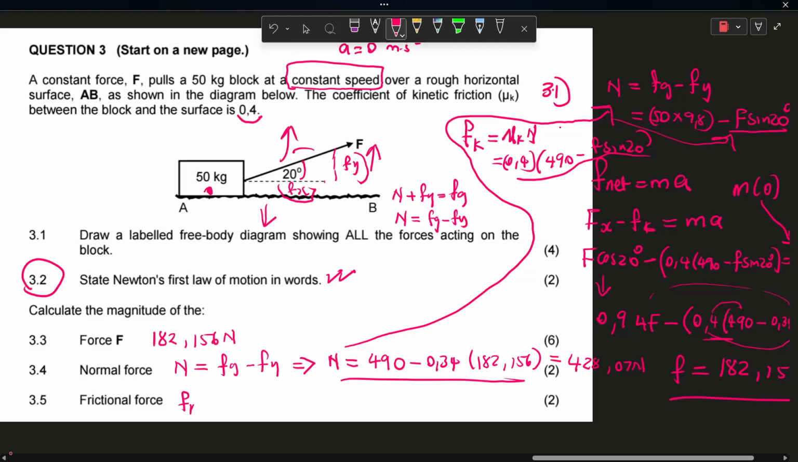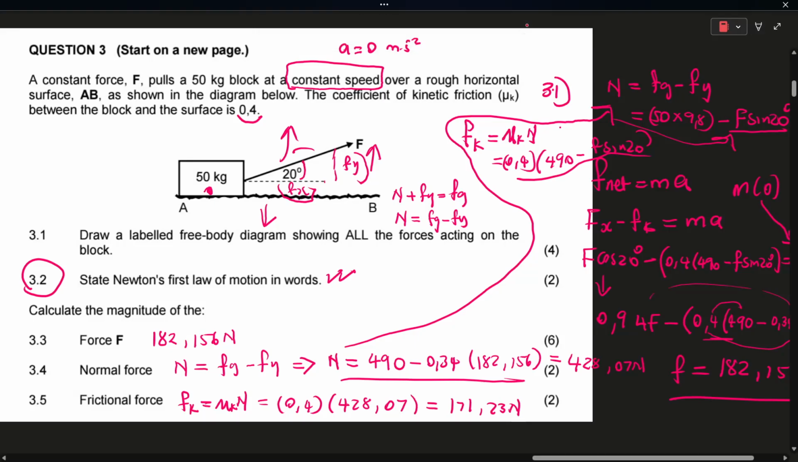And then the frictional force, again, we do the same thing. We say Fk is equal to mu k multiplied by the normal. You know the normal, so you just say 0.4 for mu k, and the normal is 428,07. The final answer will be 171,23 Newton when you press. That's all, class. That is how you answer this question. It was a bit tricky, but it was easy. You could have done it and got good marks.